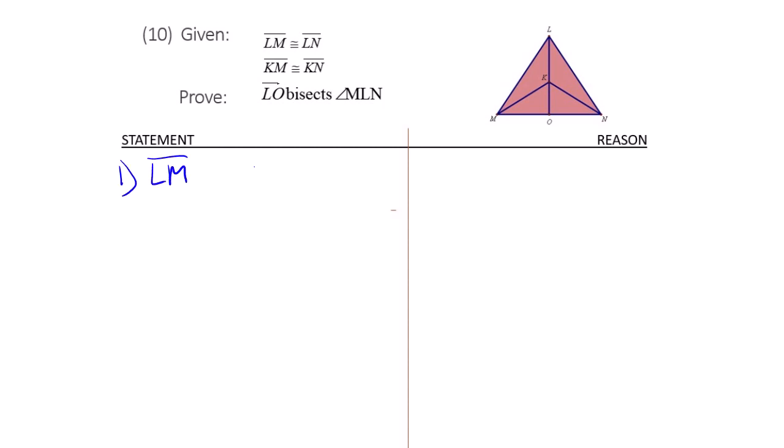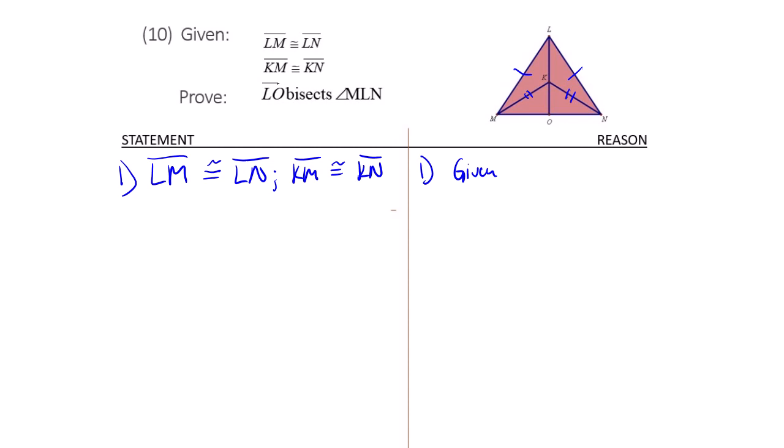So segment LM is congruent to segment LN. That's given. So these are congruent. And also segment KM is congruent to segment KN. KM is congruent to KN.